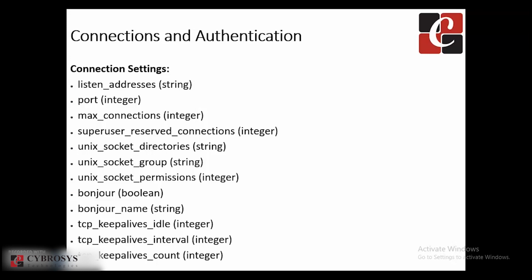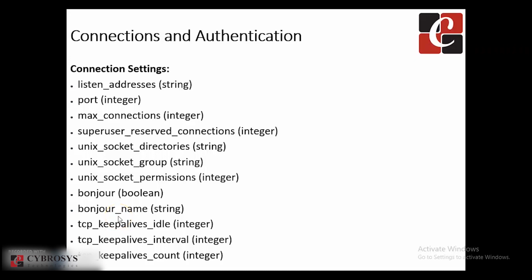Then max connections, the maximum connections to the server. By default it is 100. So we can change that. Then superuser reserved connections. So we can reserve some connections for superusers. That is the number of connection slots reserved for superusers of PostgreSQL. By default it is 3. Then it must be less than the maximum connections. You can see maximum connections. So superuser reserved connections must be less than maximum connections.